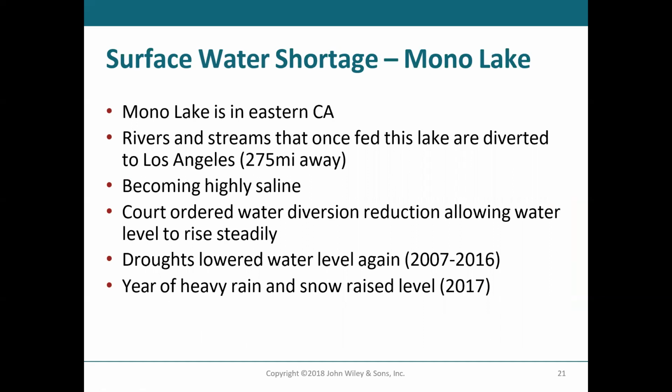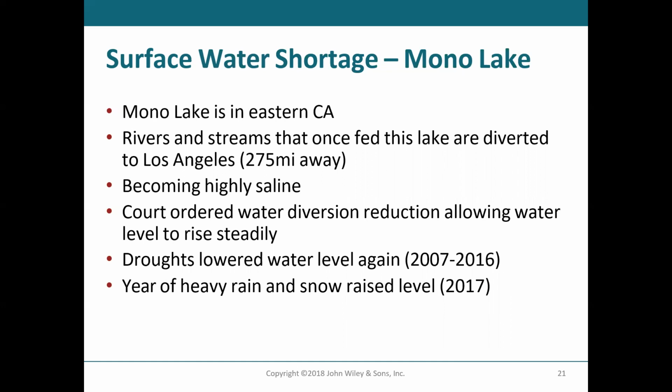One good example of surface water shortage is Mono Lake in Eastern California. There were rivers and streams that once fed this lake, right? And then an extensive aqueduct system was built to divert water from the lake to the burgeoning metropolis of Los Angeles, which is 275 miles away. However, because so much extraction from this lake occurred, it left behind a lot of salts, which then allowed the lake to become hypersaline.